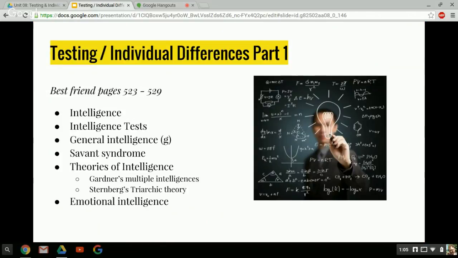A couple ground rules about how this is going to work, guys. At the start of every video, I'm trying to keep them 5 to 15 minutes in length. I will tell you a few key terms that we are going to hit. I will also give you the pages in your best friend that we are focusing on for this particular video, so you can follow along in your best friend if that is your cup of tea.